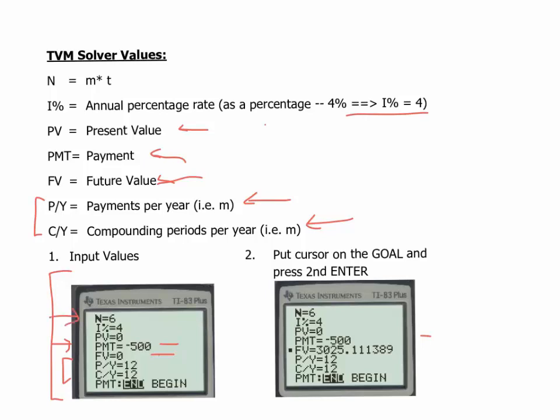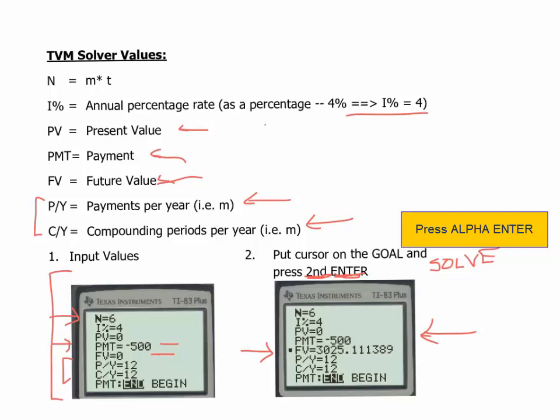Once we get all our values correct, we're going to put our cursor on the future value, and then press the second button and the enter button. This accesses the solve feature in our calculator. When you do, you're going to get that $3,025. We would round to 11 cents. So let's see it on the TVM Solver.